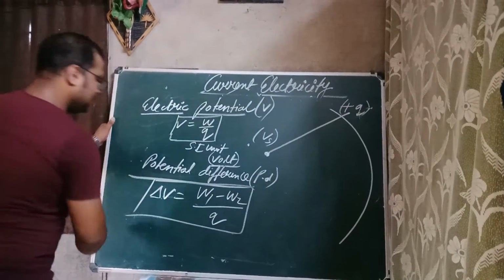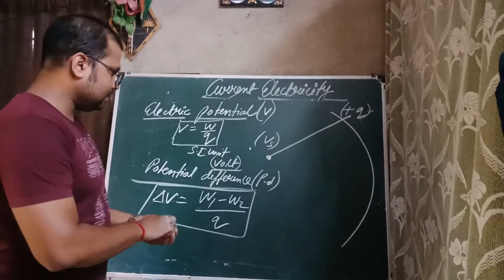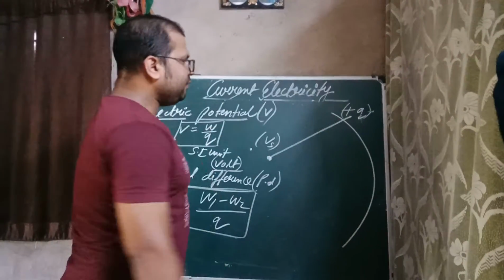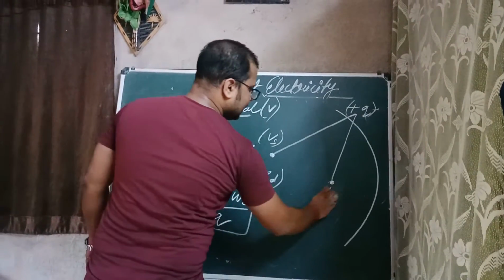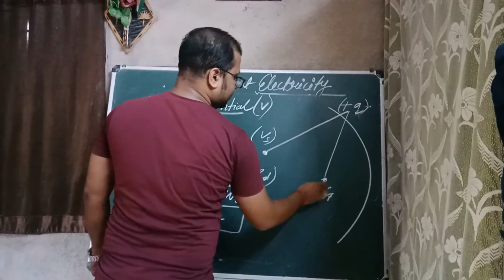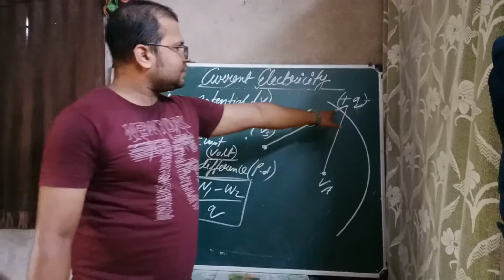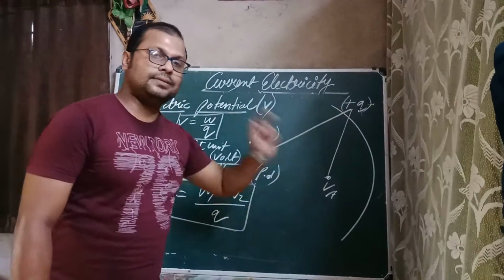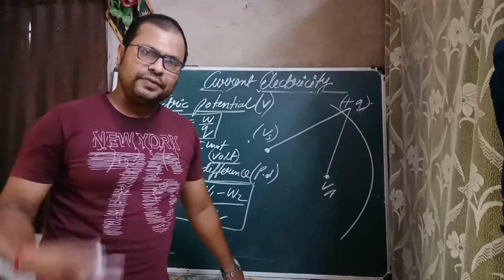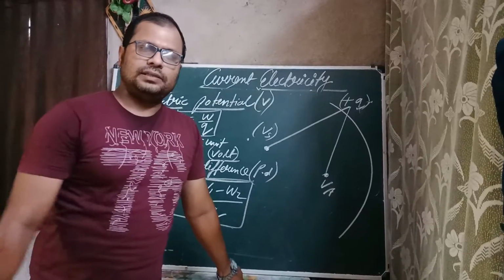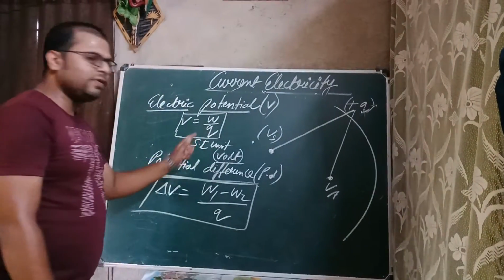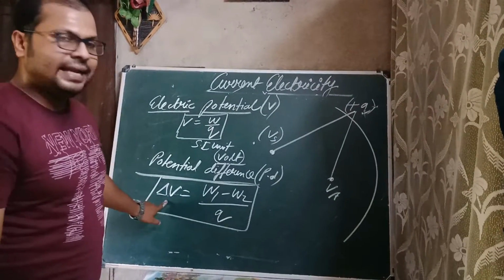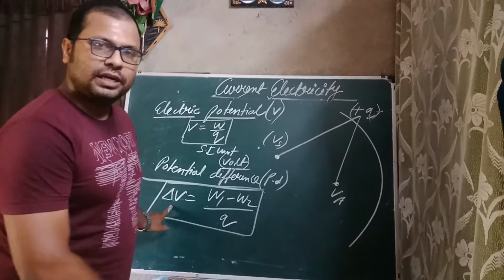Now what are W1 and W2, you ask? It is the same activity we repeat for a different point. Suppose it's a point with potential VA. We are bringing the charge from the same starting point to two different points. So is the same work done or different work? Different work is done. So the difference between these two works done, divided by the charge we have brought, gives the potential difference.